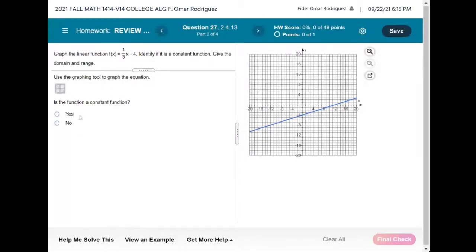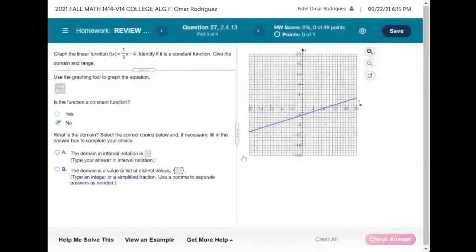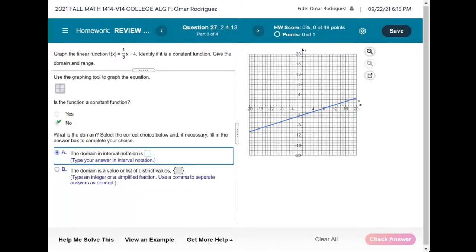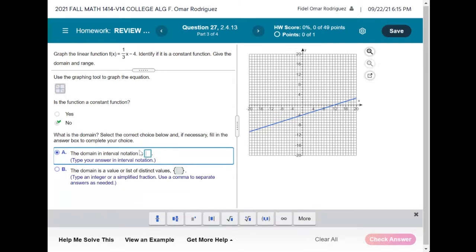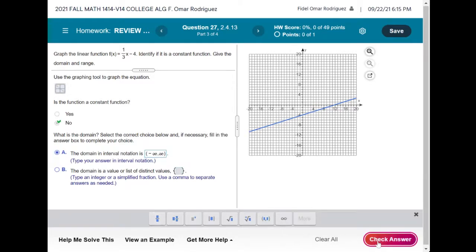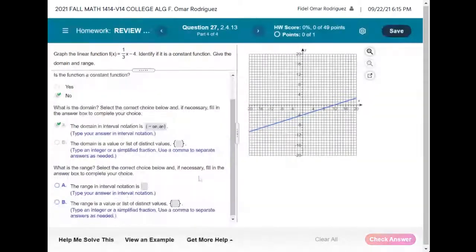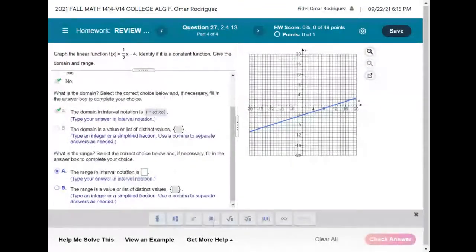And we got it. Okay, is this a constant function? No. Remember, constant functions, guys, would go straight across left and right. So it's not a constant function. There we go. And what's our domain? Remember, for any line, guys, the domain is always going to be all real numbers. So I'm going to go from negative infinity to positive infinity. I would check my answer. And then what's my range? The same thing. From negative, oops, sorry.